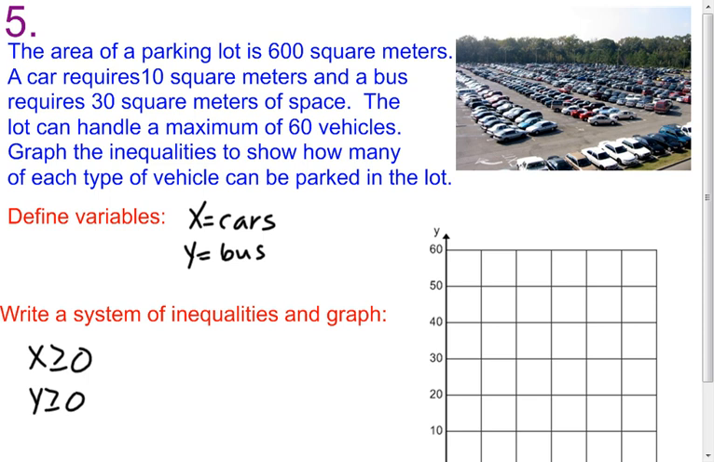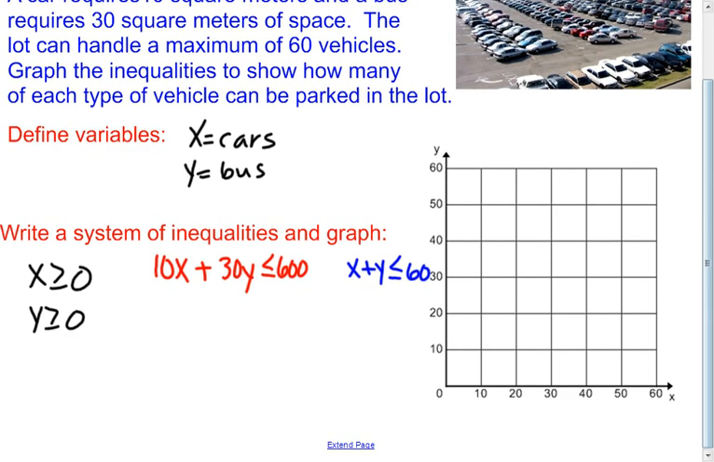All right, 600 square meters total. So a car, which is my X, is 10 square meters, and a bus, which is my Y, is 30 square meters. When I add the square meters of the buses and the cars together, I can't use any more than the parking lot allows, which is 600 square meters. Then in my other equation, I just have cars and buses, and I can only have 60 vehicles parked. So my cars and my buses have to be less than or equal to 60.